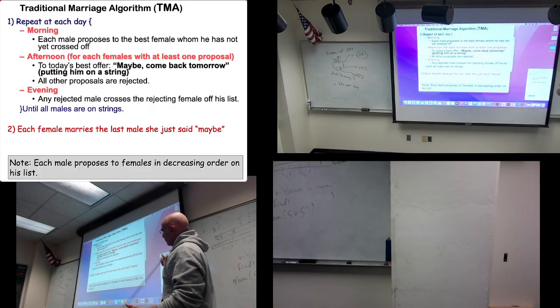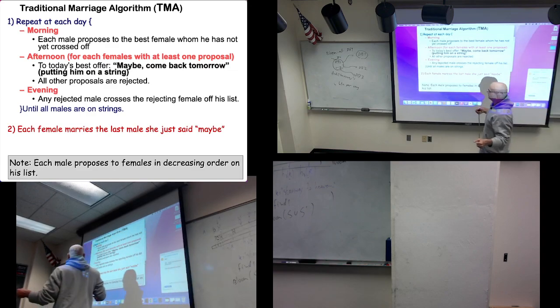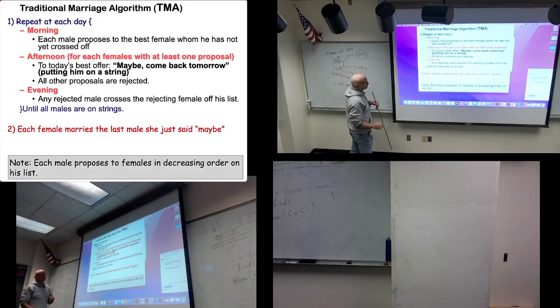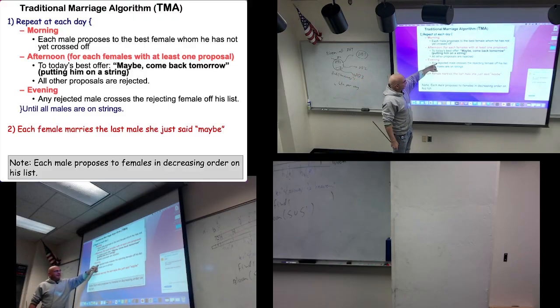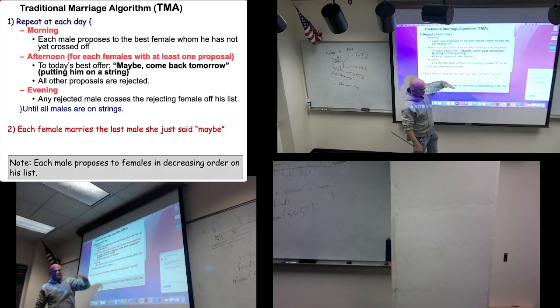Any other proposals that she got, she rejects. I will never marry you. In the evening, every rejected male crosses out the female that just rejected him off his list. So the next day, he will propose to the next one.